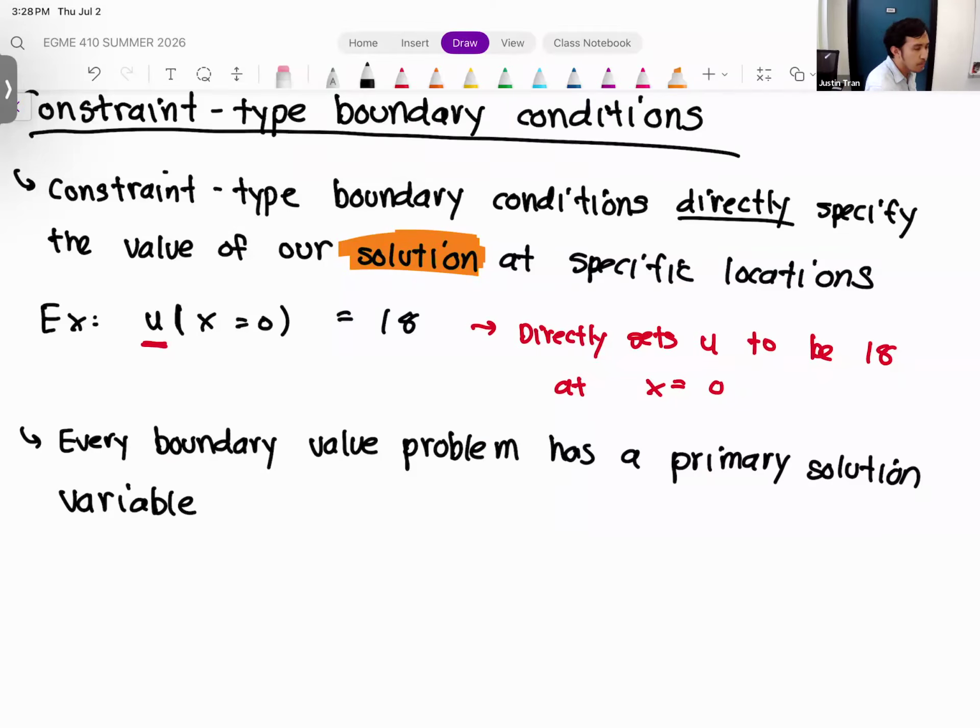And it's not necessarily something that the software will tell you, at least not directly. It's something you have to just know from the theory. The primary solution variable is the variable, or the unknown, that is solved for first in the finite element simulation.